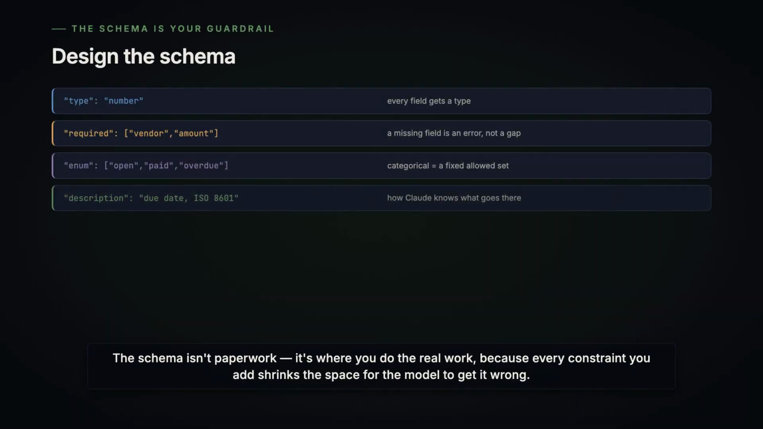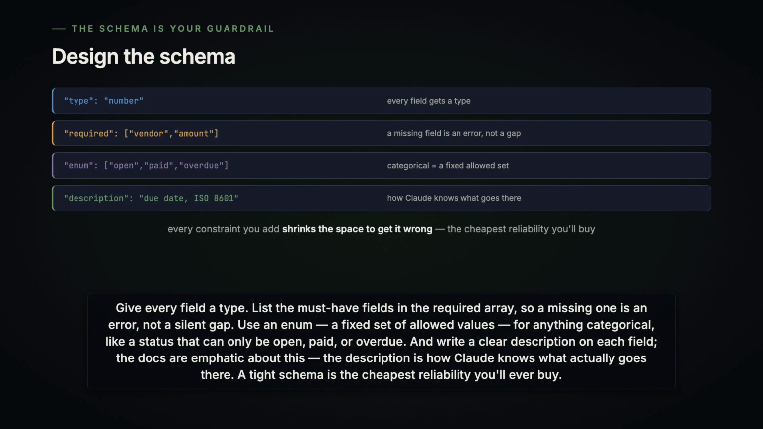The schema isn't paperwork, it's where you do the real work, because every constraint you add shrinks the space for the model to get it wrong. Give every field a type. List the must-have fields in the required array, so a missing one is an error, not a silent gap. Use an enum, a fixed set of allowed values, for anything categorical like a status that can only be open, paid, or overdue, and write a clear description on each field. The docs are emphatic about this. The description is how Claude knows what actually goes there. A tight schema is the cheapest reliability you'll ever buy.